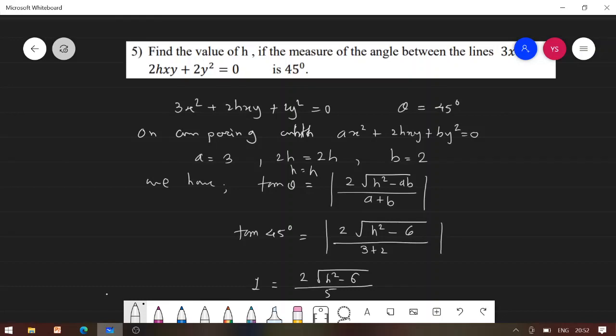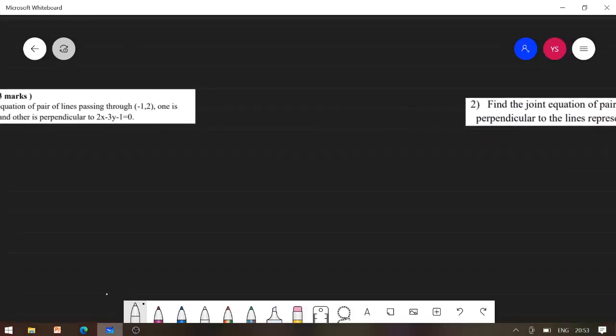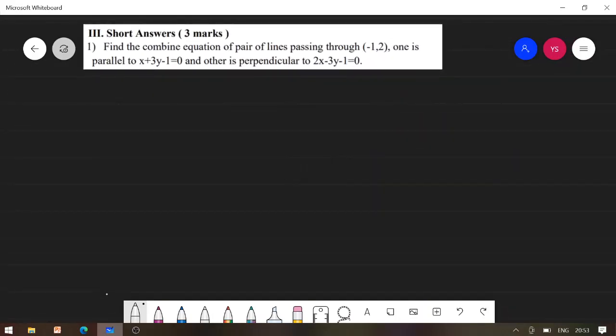Then we have question number 3. Let us consider question number 3 now. It is of the form, within it, the first sub-question: find the combined equation of the pair of lines passing through (-1, 2), one parallel to x + 3y - 1 = 0 and the other perpendicular to 2x - 3y - 1.